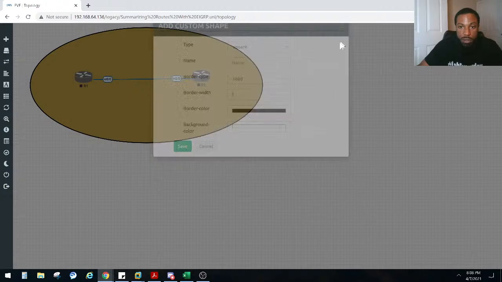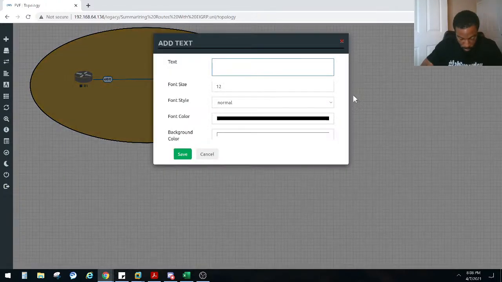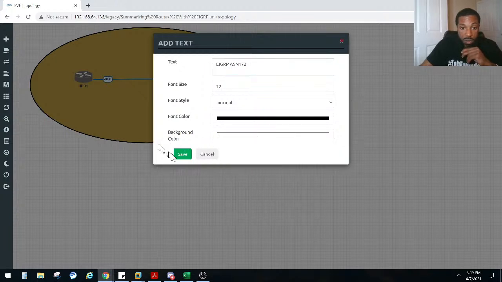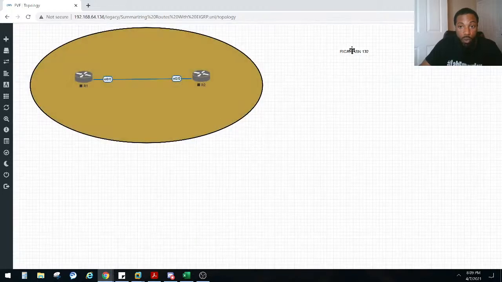I wanted some text here, not a shape. This is going to be EIGRP ASN 172. And once we get used to this, and you guys are used to the simple tasks like configuring IP addresses and stuff like that, I'll try to do that off stream so that we can get to learning what we need to learn. Right? This is ASN number 172.